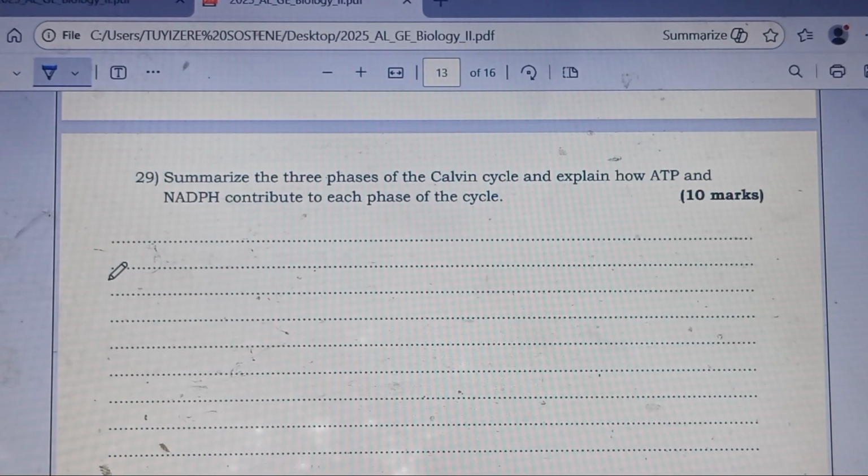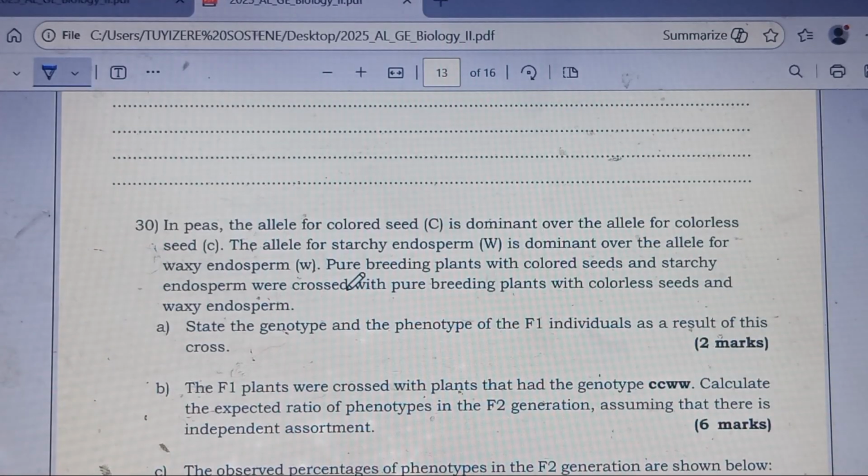Question number 29. Summarize the three phases of the Calvin cycle. Explain how ATP and NADPH contribute to these phases. The main phases are fixation, reduction, and regeneration. So let us jump to question number 30.